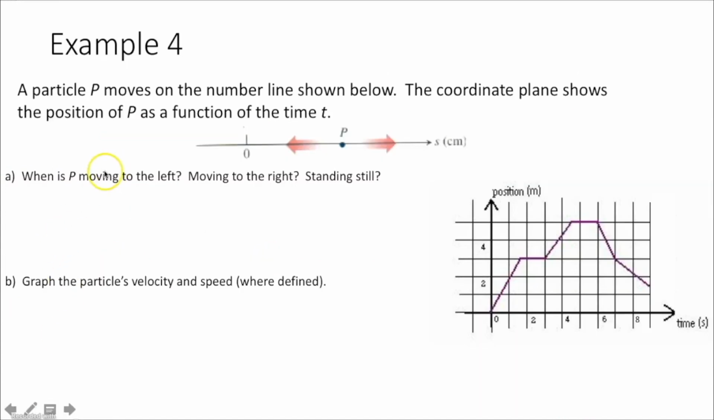Now example 4 says a particle P is moving on the number line shown below. The coordinate plane over here is going to be the position of P as a function of time. Now it says, when is P moving to the left?